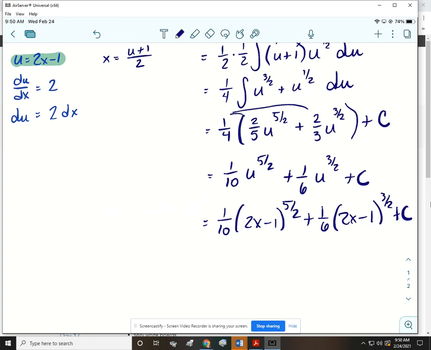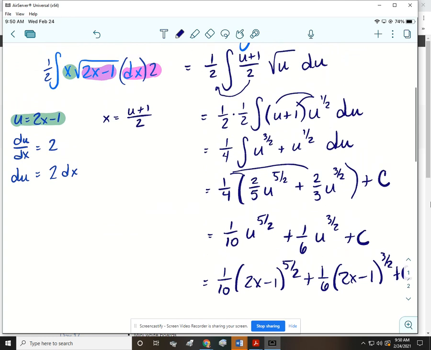Okay, so sometimes there's that extra x that it's not part of your du and it's not part of your u, and you just need to solve it, or write it also in terms of u. Just a little extra step at the beginning.